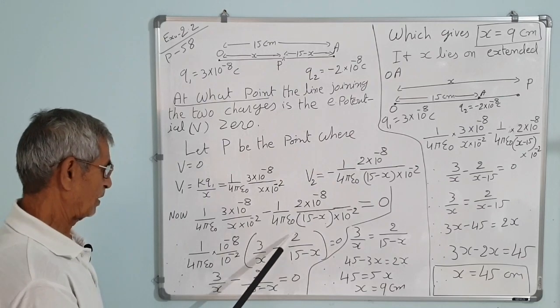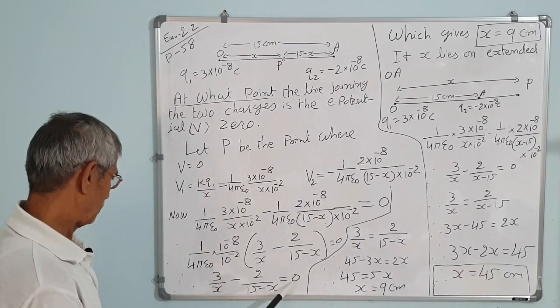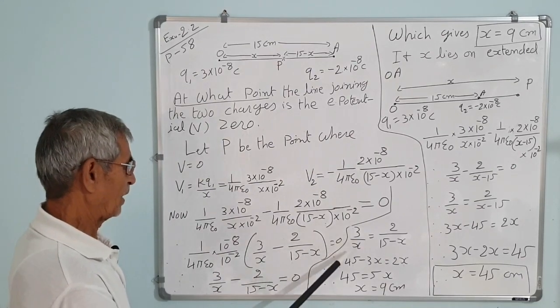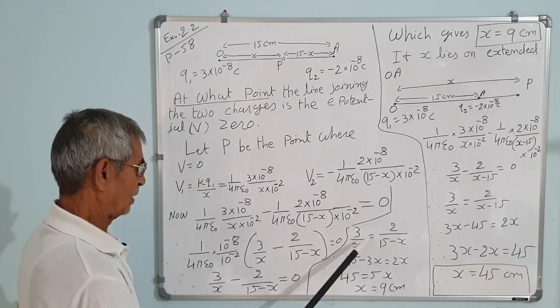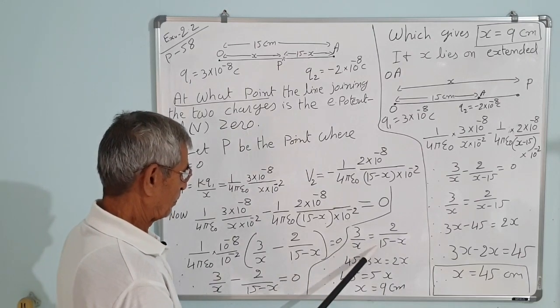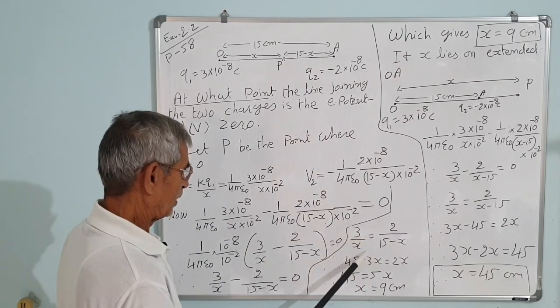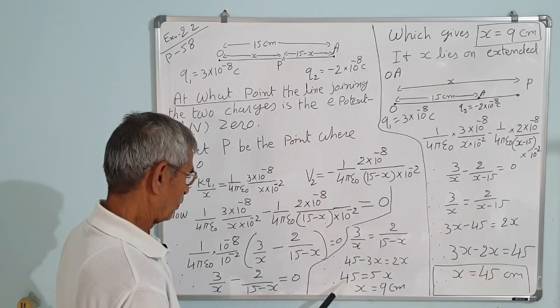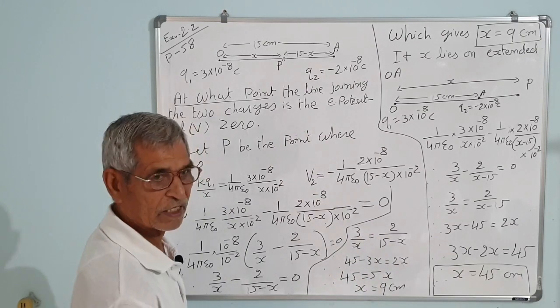So 3 upon X minus 2 upon 15 minus X is equal to 0. Simplify it, 3 upon X is equal to 2 upon 15 minus X. Change the side, that is 45 minus 3X is equal to 2X. The 45 is equal to 5X, X is equal to 9 centimeter.